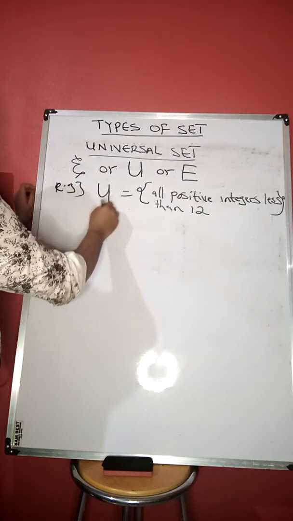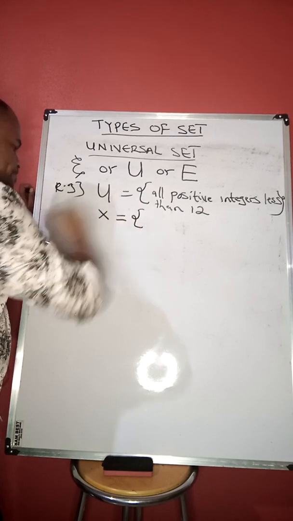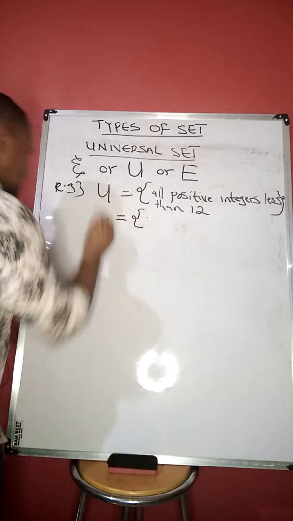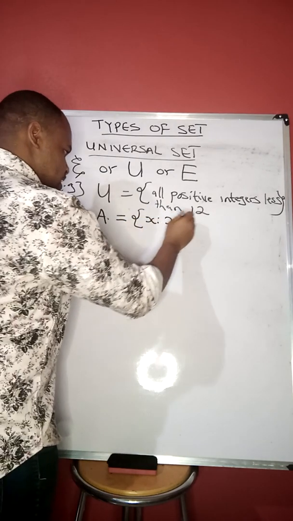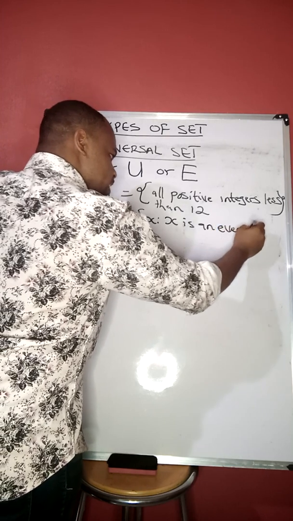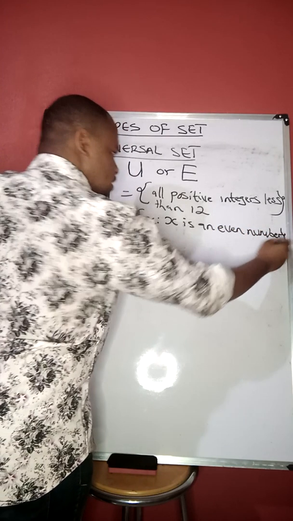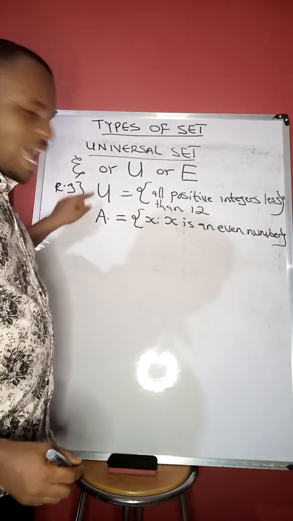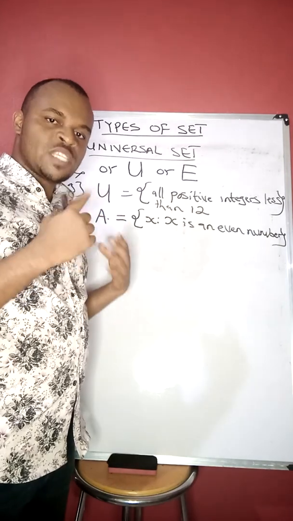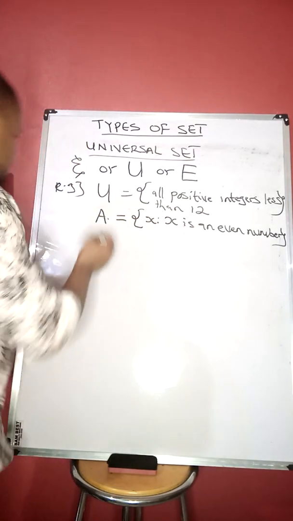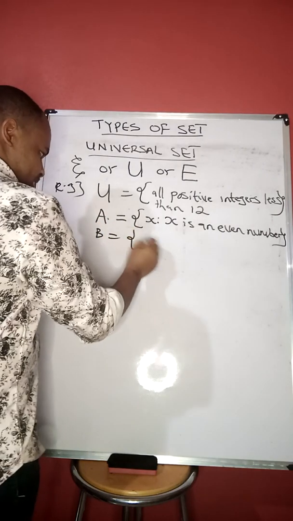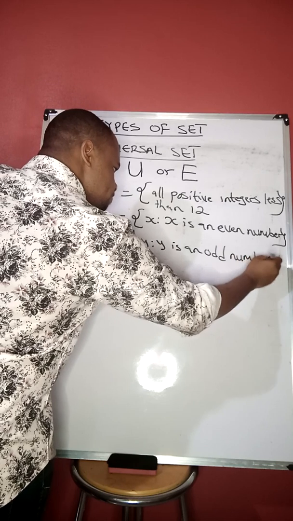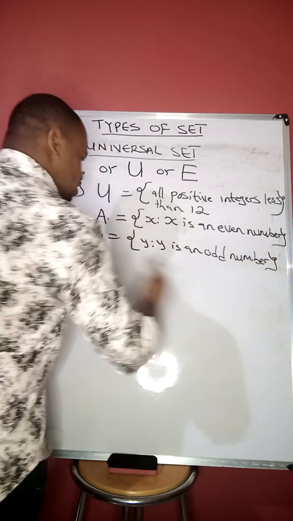Now the question will come in this way. My set A will be a set of x such that x is an even number. Now you can see it's as though this is left open-ended. But remember that you have your universal set, and all your other sets are subsets of the universal set. So you cannot have elements outside the universal set. My set B is a set of y such that y is an odd number.